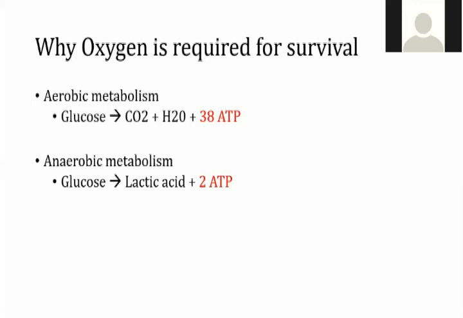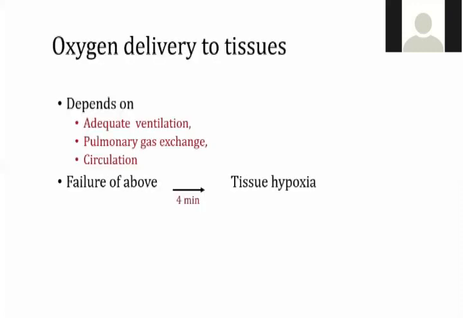You all know this now. So when glucose is metabolized in the aerobic metabolism pathway, it gives you 38 ATPs. But when it shifts into anaerobic metabolism, it gives you only 2 ATP, isn't it? So it is not efficient if it goes into anaerobic metabolism. Okay, that is why you need oxygen.